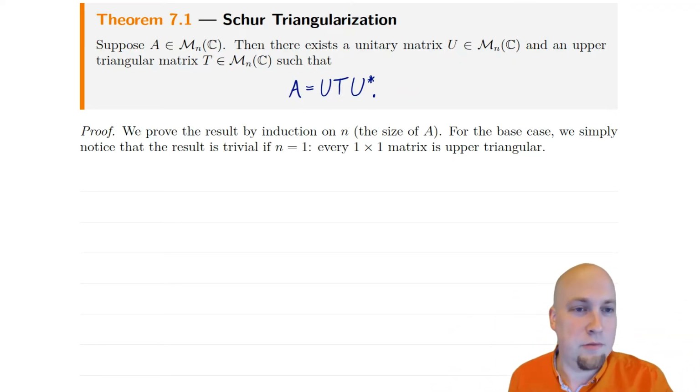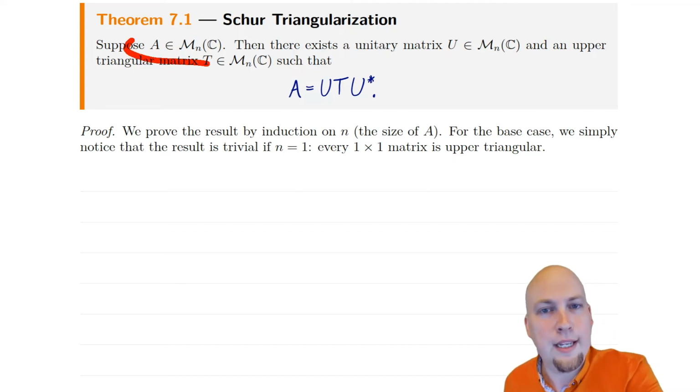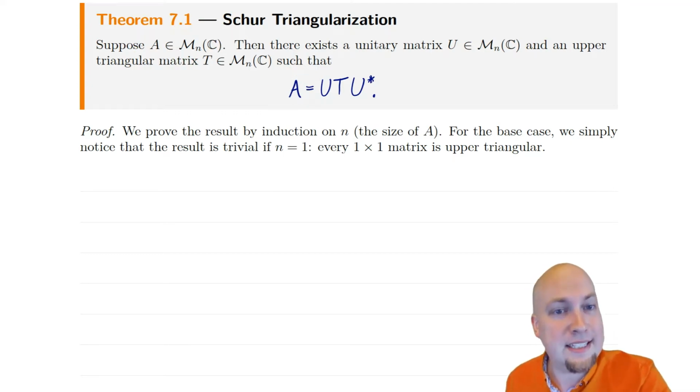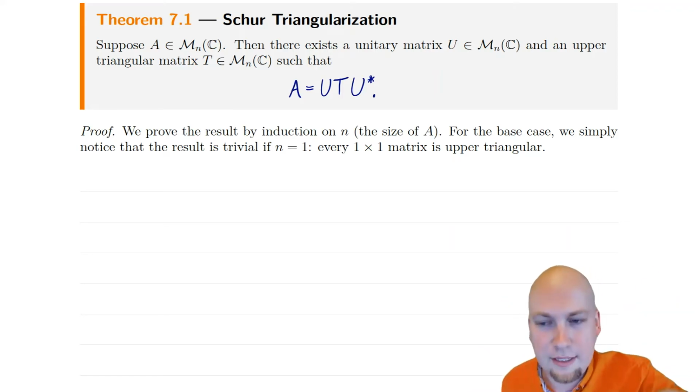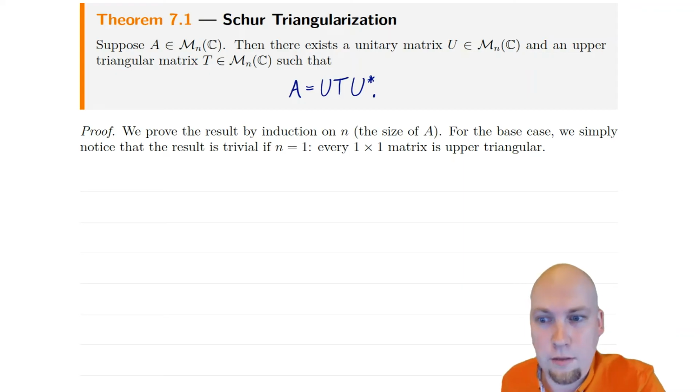The result doesn't even really say anything, because every 1-by-1 matrix already is upper triangular. So if n equals 1, A is 1-by-1, then A is upper triangular. Just choose U to be the number 1 on both the left and the right, and then everything just falls out. So it already is upper triangular, so of course it's triangularizable.